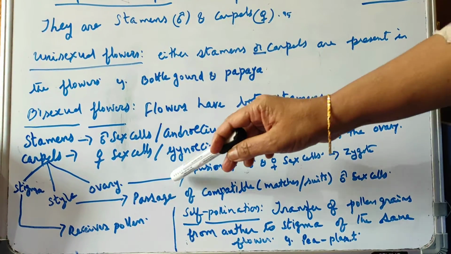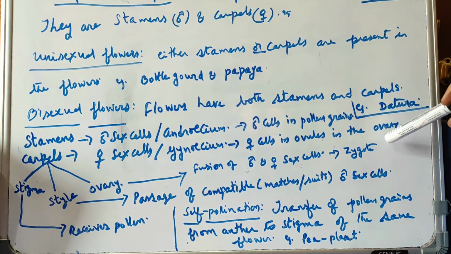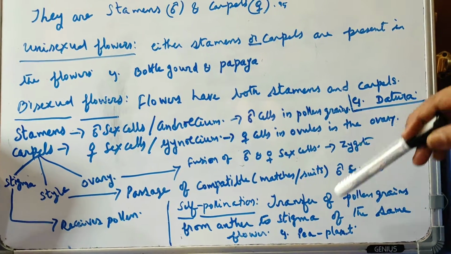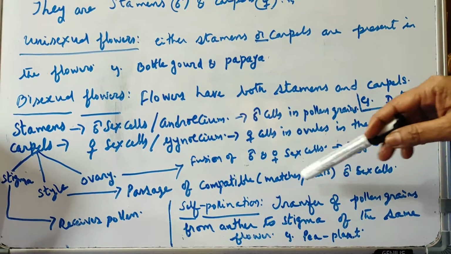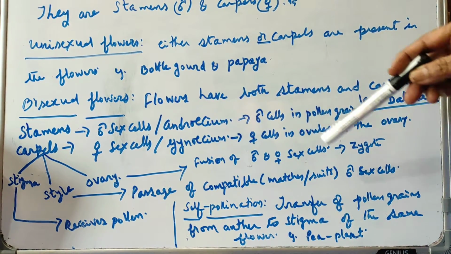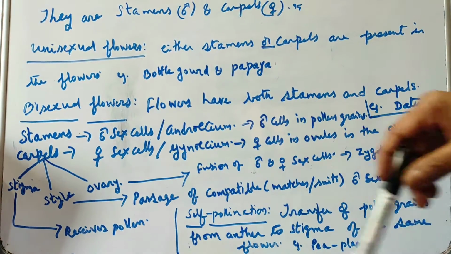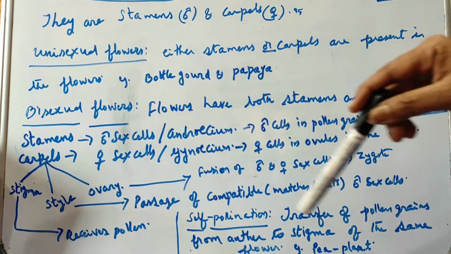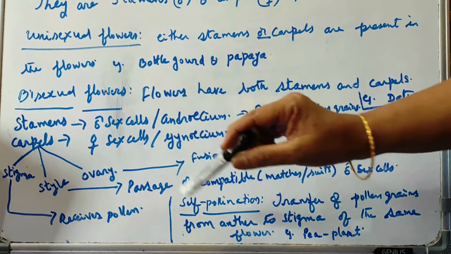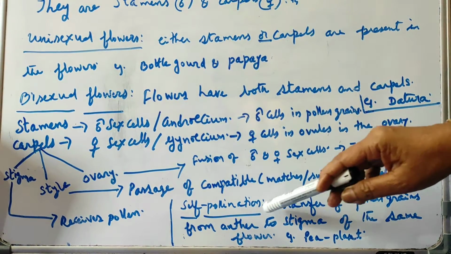Okay, and here in this ovary fusion of male and female sex cells will take place, that will form into zygote. Okay, then passage of compatible, that is matching male sex cells will be present here through the style. Style is actually the tubular portion, this is the passage, and here compatible male sex cells will be passed through this style into the ovary.